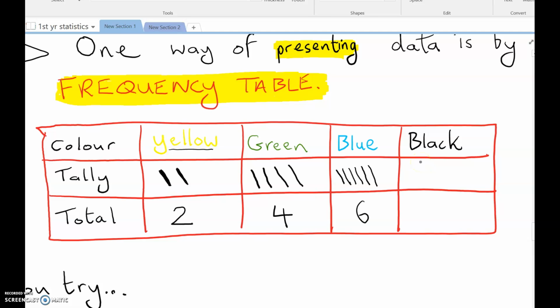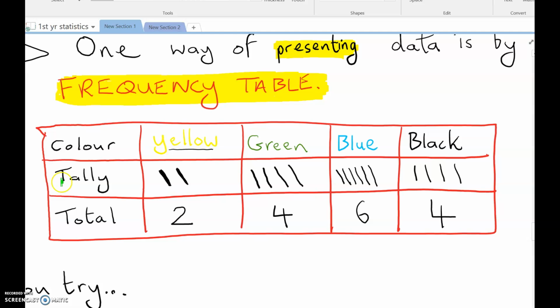And then I looked at all of the black things that I had in my pencil case. Now I didn't have any black highlighters. You don't have black highlighters. But I had a few black pens. I had a black pen, another black pen, another black pen, and another black pen. So in total, I had 4 black pens. Okay, now that's a frequency table.